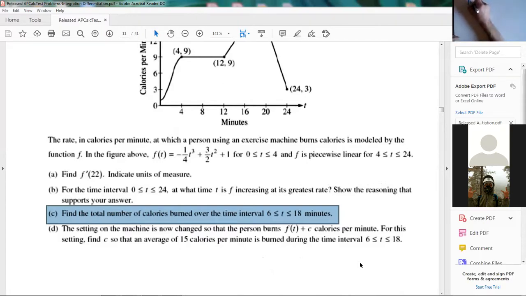F of x is calories per minute. Yeah, you just find the area under the line. Let me see. 6 por 12. Y luego... A ver, fíjense bien.